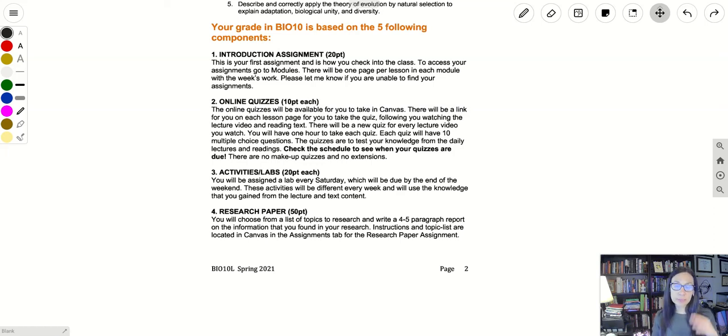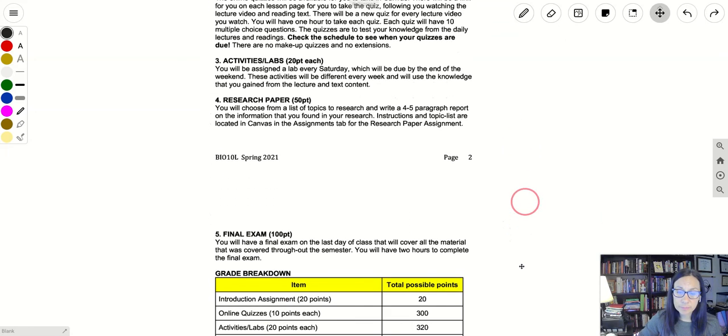Okay, and then the 4th thing is you are going to be writing a research paper in this class. One paper, there is a list of topics for you to choose from. And I have instructions on how to write the paper and how I want the format. So we're not going to worry about that right now, but I will bring it up as we get closer to when we're going to be doing that. I'll explain that in another video.